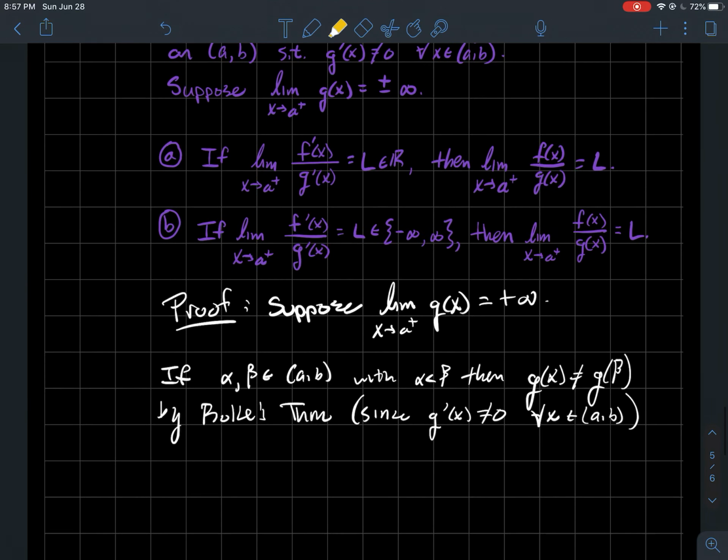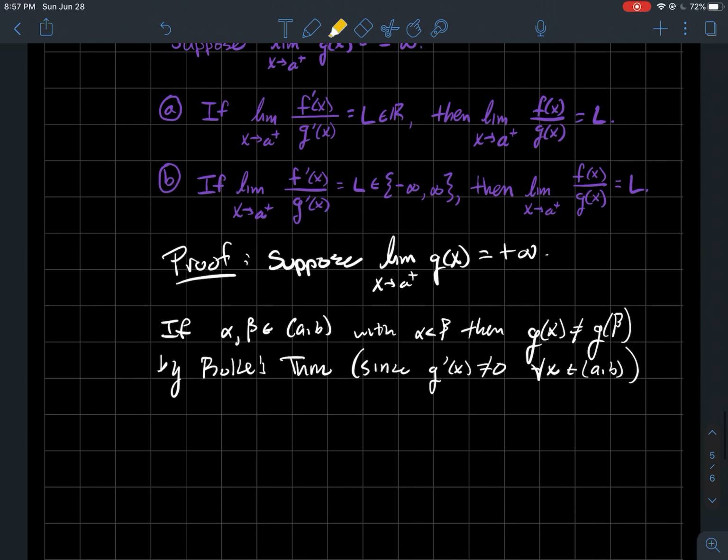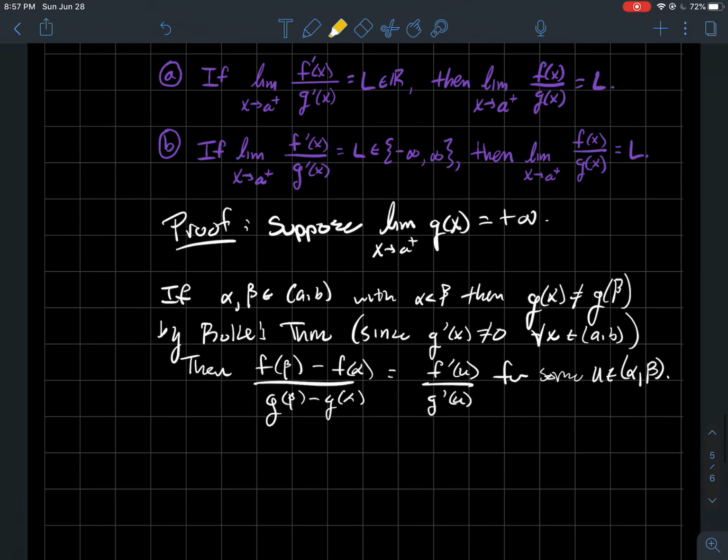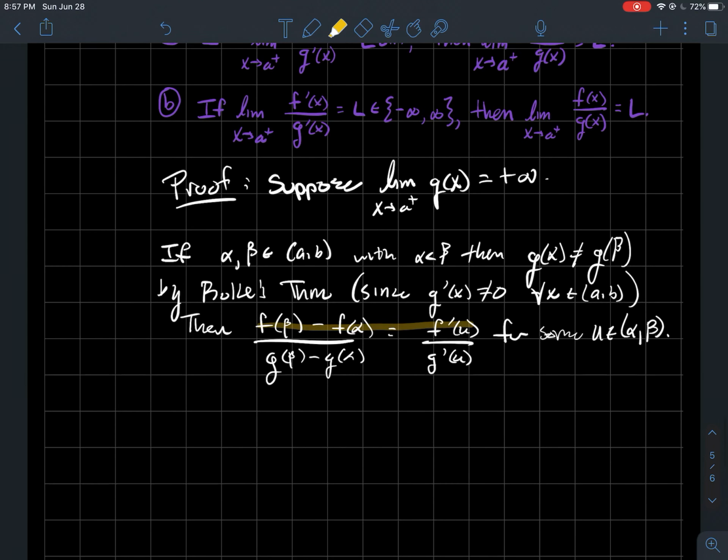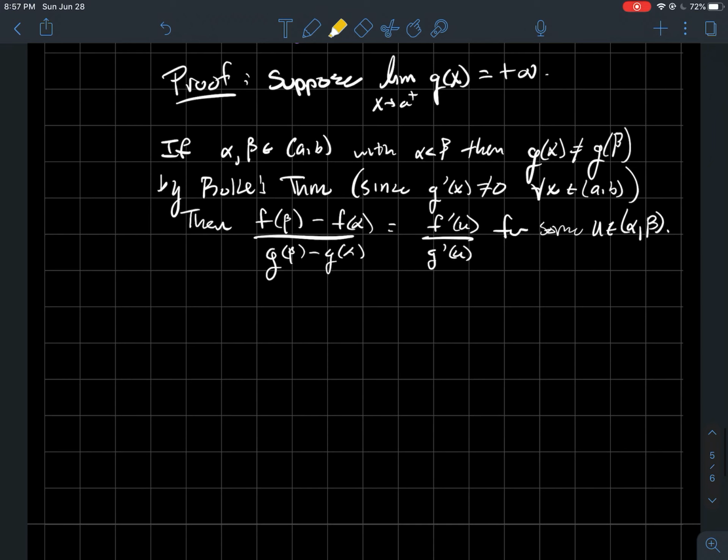Rolle's theorem told me that if these two outputs did match, there would have to be some point where g prime did equal 0, which is not true. So I can assume that these two outputs are different. Then I can use the Cauchy mean value theorem, which told me that f of beta minus f of alpha over g of beta minus g of alpha should be equal to f prime of u over g prime of u for some u between alpha and beta. And that'll be useful going forward.